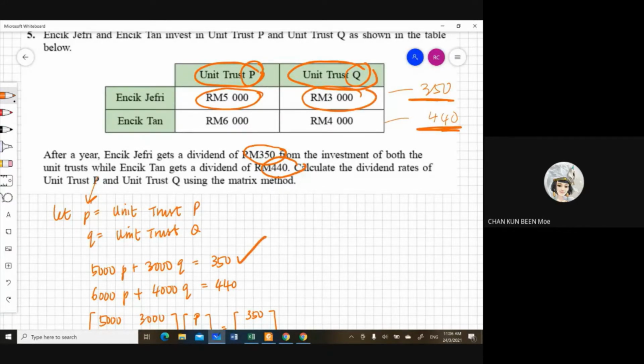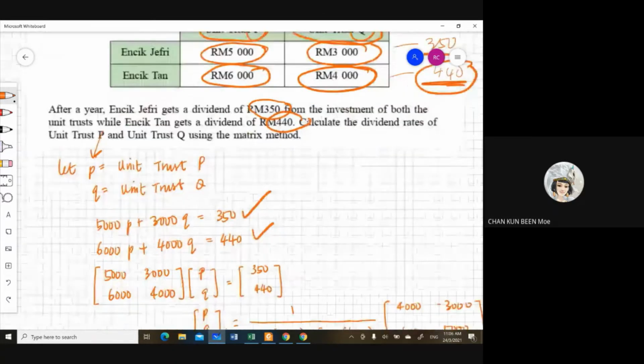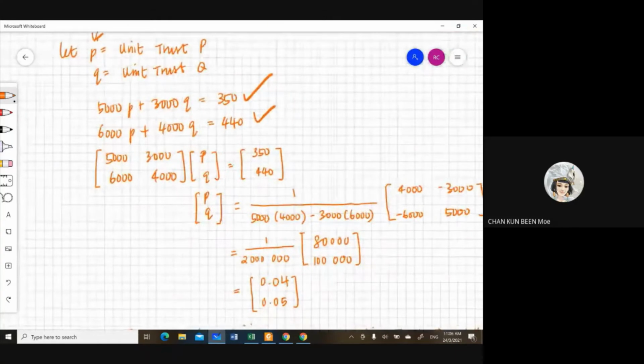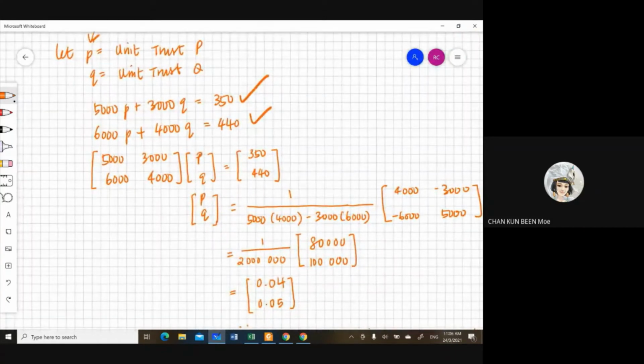This is the first equation. And then followed by 6,000 P plus 4,000 Q equal to 440. This is the second linear equation. Okay, convert it into the matrix, so it looks like this.